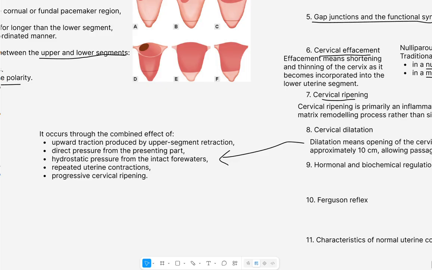Now, there's the role of the forewaters that we'll mention here. When the membranes are intact, the amniotic fluid in front of the presenting part forms the forewaters. During a contraction, the forewaters act like a hydrostatic wedge against the cervix and help promote dilatation. After rupture of the membranes, the presenting part itself applies pressure to the cervix.